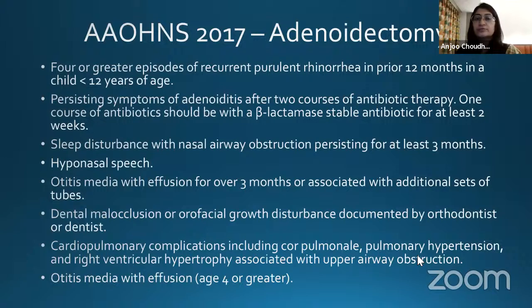For children who are presenting with recurrent purulent rhinorrhea or recurrent rhinosinusitis or otitis media with effusion for over a period of 3 months, and who have sleep disturbances, are also good candidates for adenoidectomy. Of course, cardiopulmonary complications like cor pulmonale, right upper airway obstructions leading to right ventricular hypertrophy, these are definitive criteria for surgery. Now, dental malocclusions and orofacial growth anomalies are also among the included criteria.